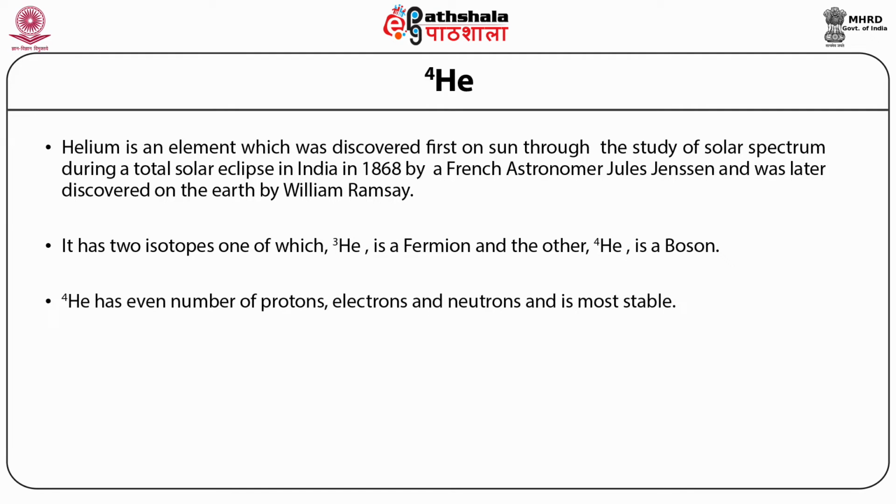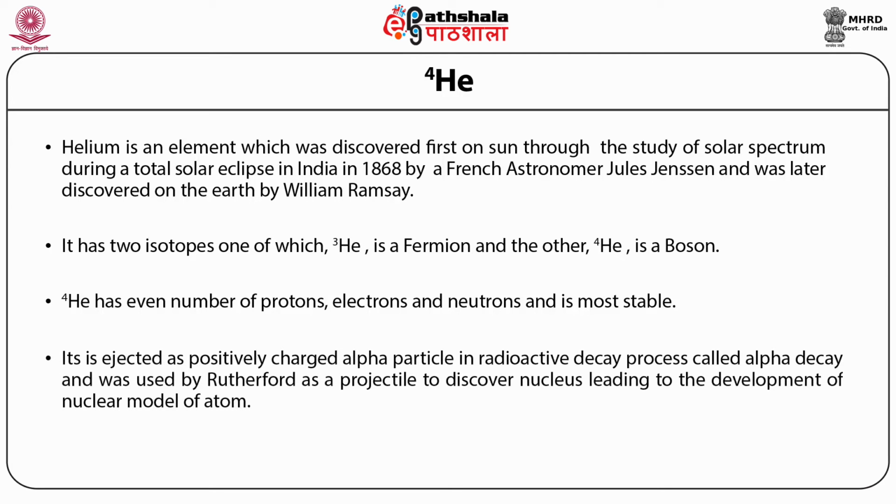Helium-4 has an even number of protons, electrons and neutrons and is most stable. It is ejected as a positively charged alpha particle in the radioactive decay process called alpha decay, and was used by Rutherford as a projectile to discover the nucleus, leading to the development of the nuclear model of the atom.